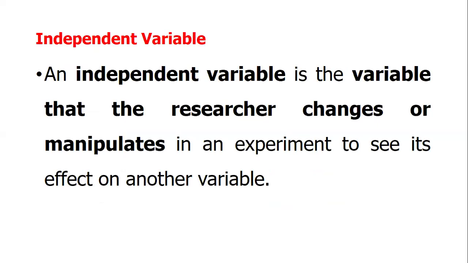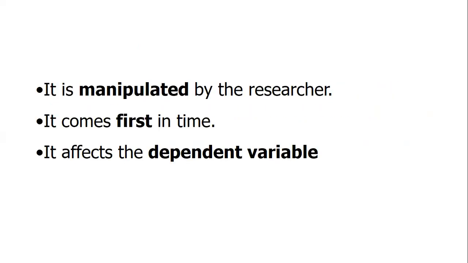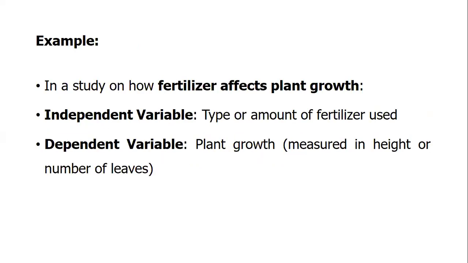Also, we can define independent variable. An independent variable is the variable that the researcher changes or manipulates in an experiment to see its effects on another variable. The independent variable is the cause or input in a cause-effect relationship. It is what you control or change. It is manipulated by the researcher. It comes first in time. It affects the dependent variable.